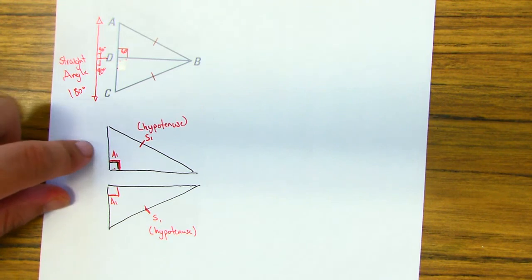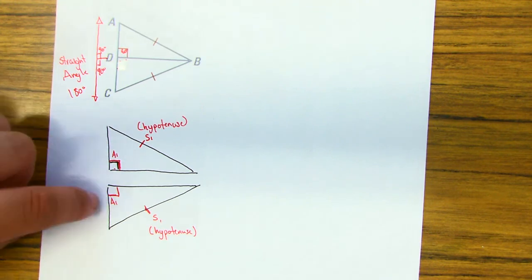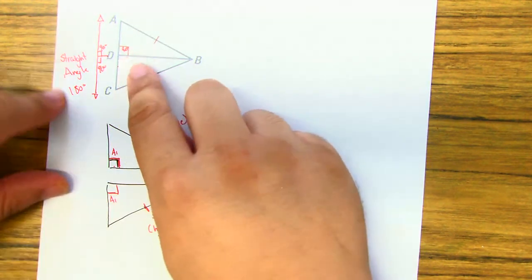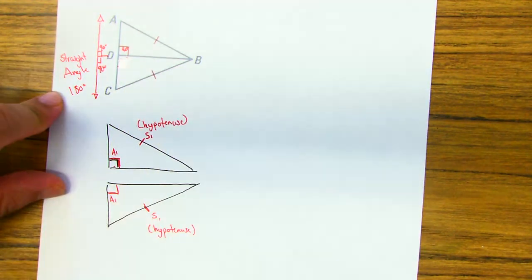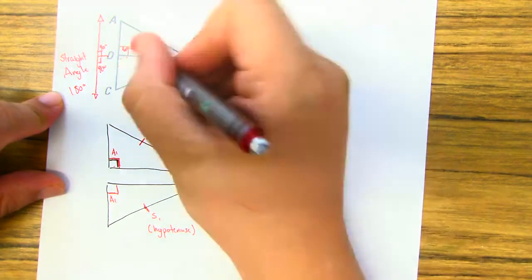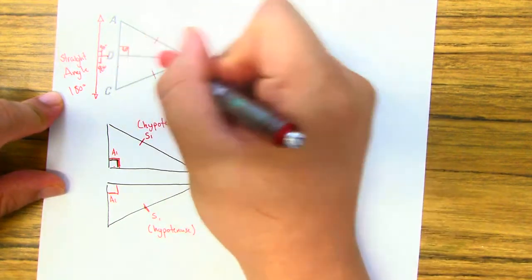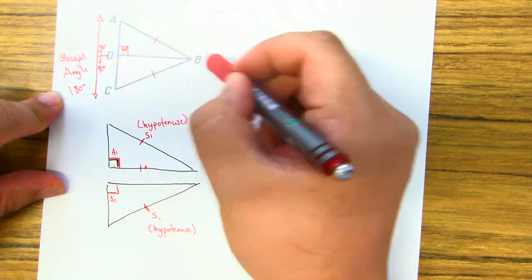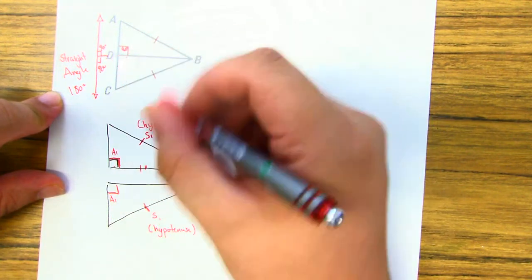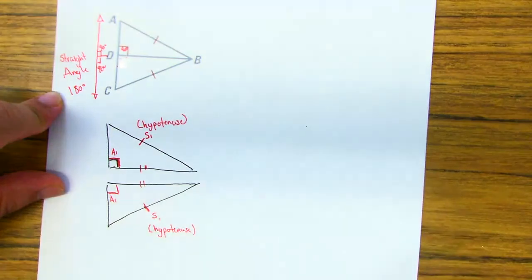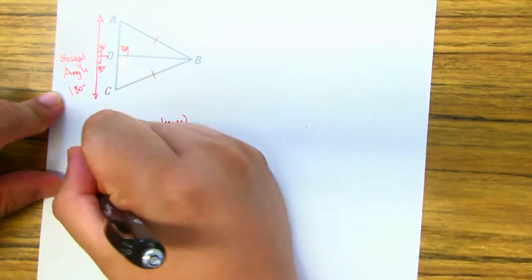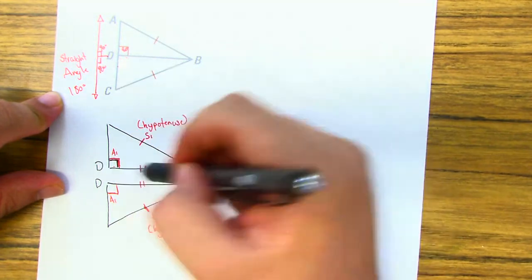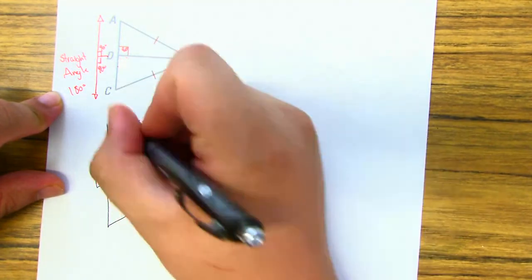So now here we have one right angle, and we have a second right angle. We got this 90 degrees once again because of a linear pair or a straight angle. And we can also conclude that since these two triangles share the same side, segment DB is congruent to segment DB, because they're the same segment. Okay.